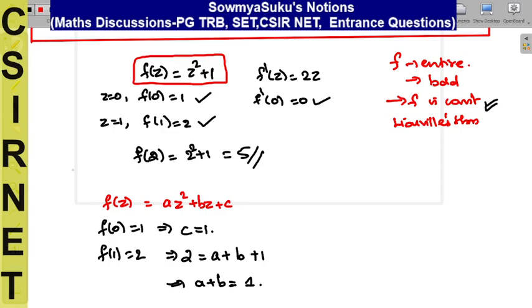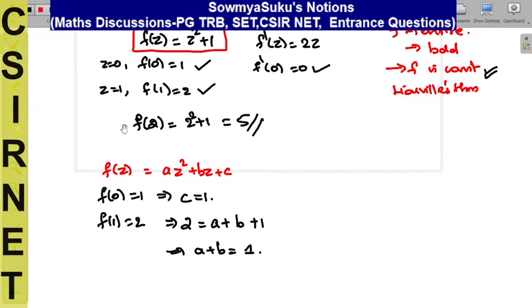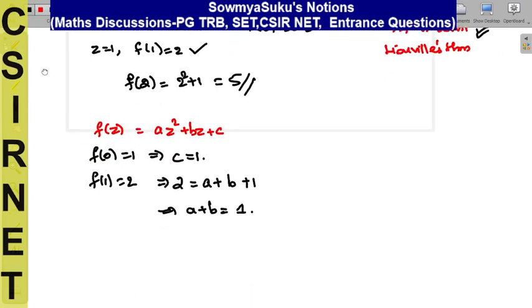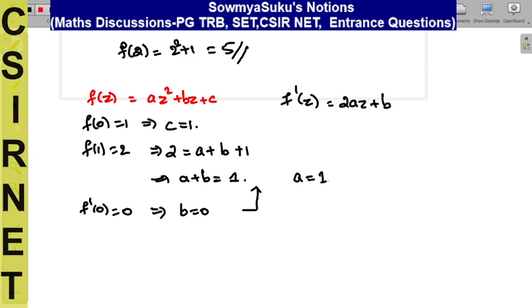Then check the third condition: f dash of 0 is equal to 0. So what is f dash of z here? That is 2az plus b. So f dash of 0 equal to 0 gives b equal to 0. Substituting this value, a is equal to 1. So I get a equal to 1, b equal to 0, and c equal to 1.